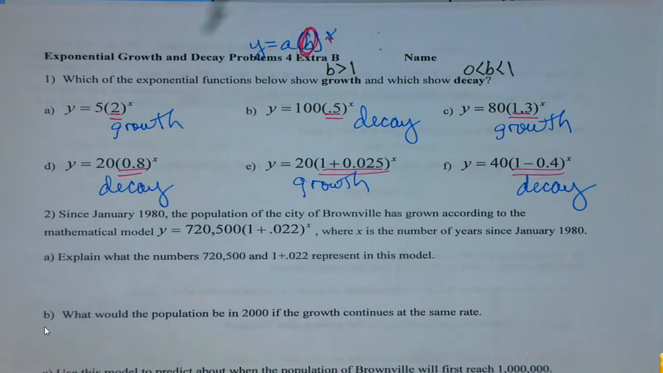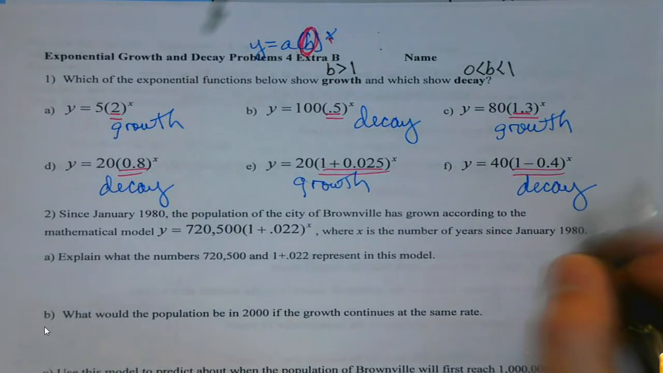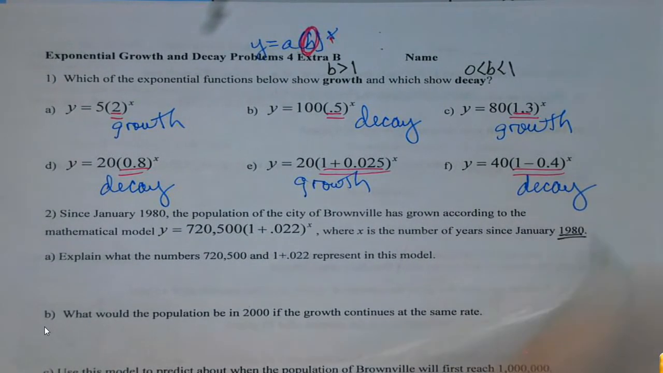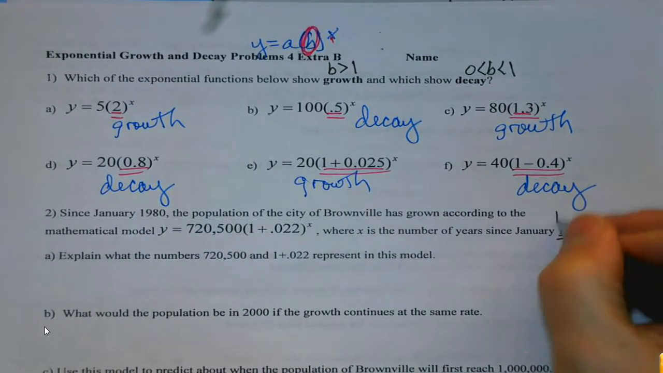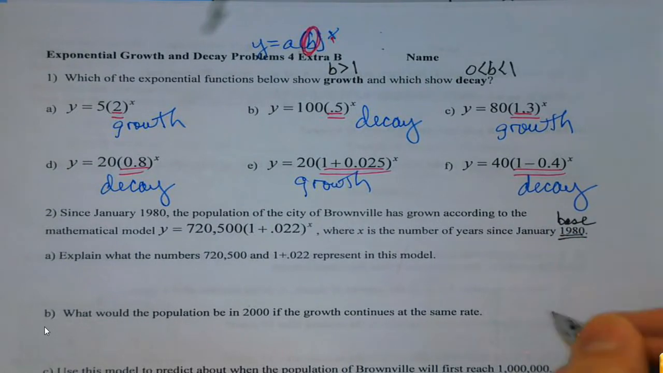Since January 1980, that was a long time ago, the population of the city of Brownville has grown according to the mathematical model, so they did all the growth and decay model for me, where x is the number of years since January 1980. Okay, here's the key. That's my base year. Okay, and we've talked before about what that means.